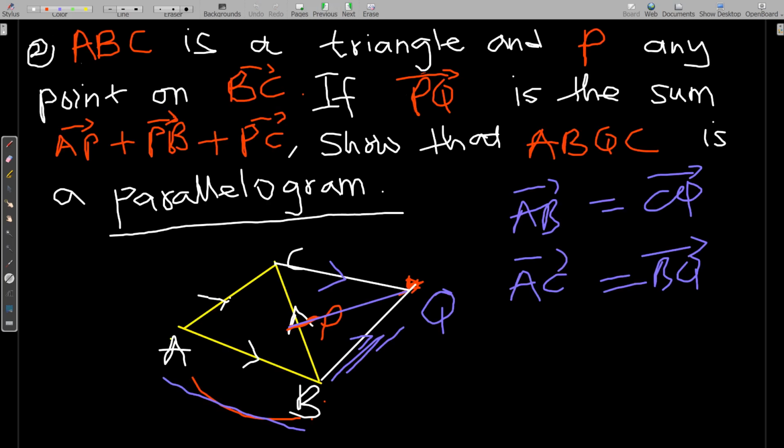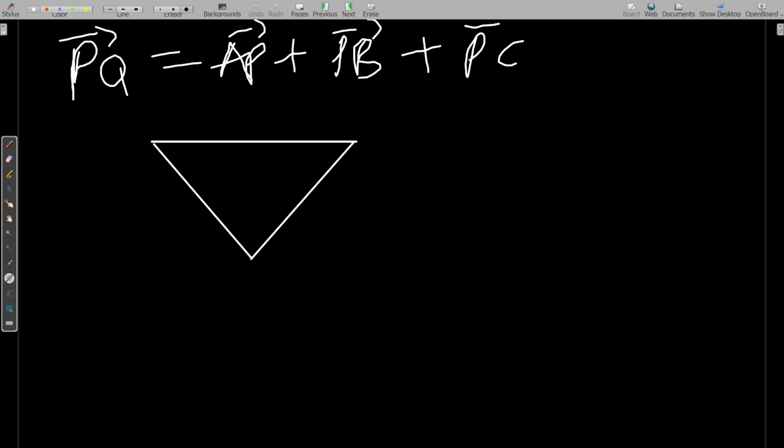So this is the place I've taken out. Let me name them so that you know what I'm talking about. So we have our P somewhere here. This is our B, this is our C, this is our Q, and we have BQ and QC. So this arrow is also going this way.